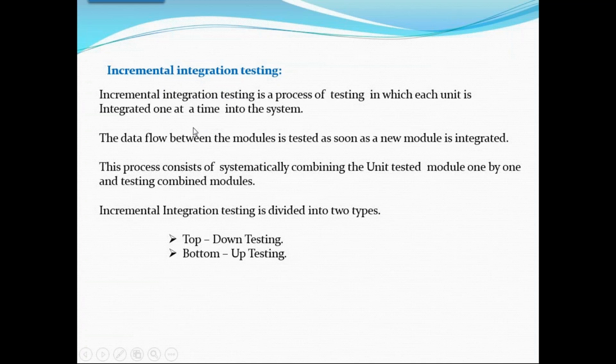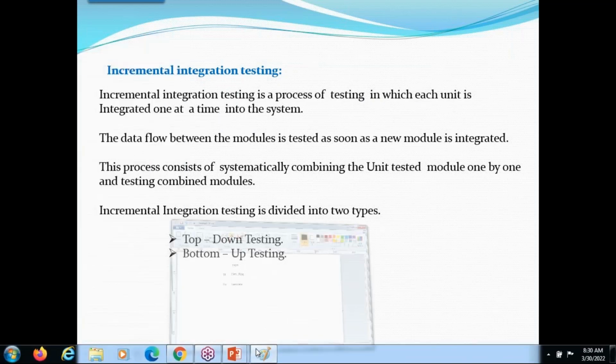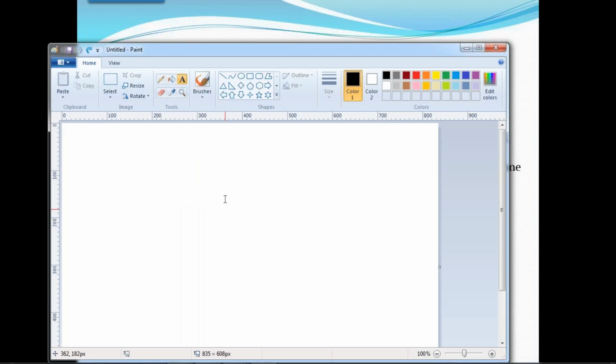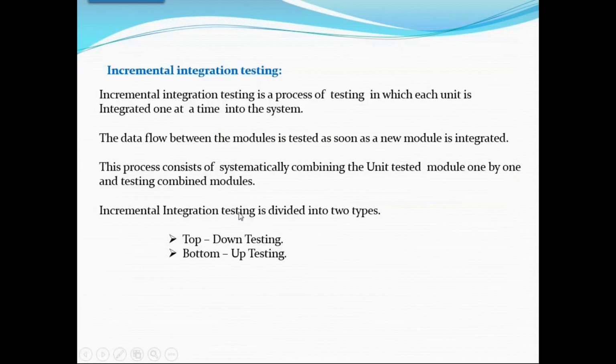Incremental integration testing. Just integration testing means combining the two modules and checking the data flow between the modules. Now, incremental integration testing is a process of testing in which each unit is integrated one at a time into the system. When they start integration testing, first one module is implemented, and next time another module is implemented. Now you need to check the data flow between the two modules. You need to ping this module, it should work. You need to ping this module, it should work. That is what incremental means: I'm incrementally adding.